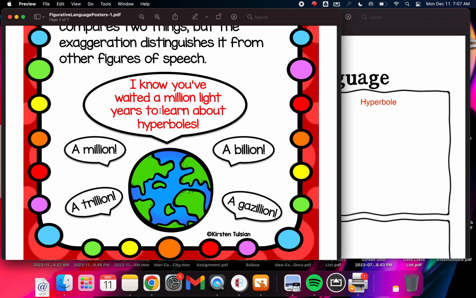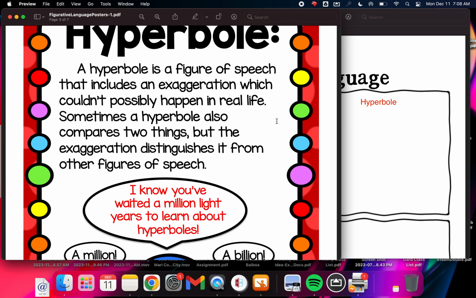So the example down here is, I know you've waited 1,000,000 light years to learn about hyperboles. So really what I'm saying is, I know you've waited a really long time to do something, but obviously you're not going to actually wait 1,000,000 light years to learn about something, right? So let's go ahead and put this in our notes.